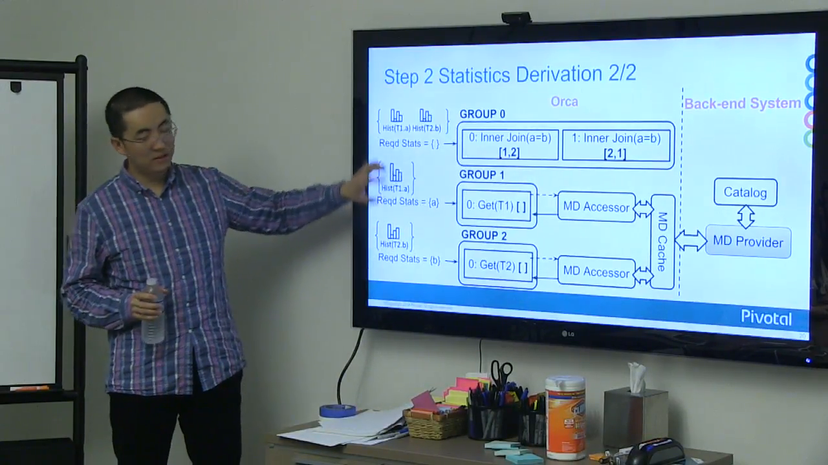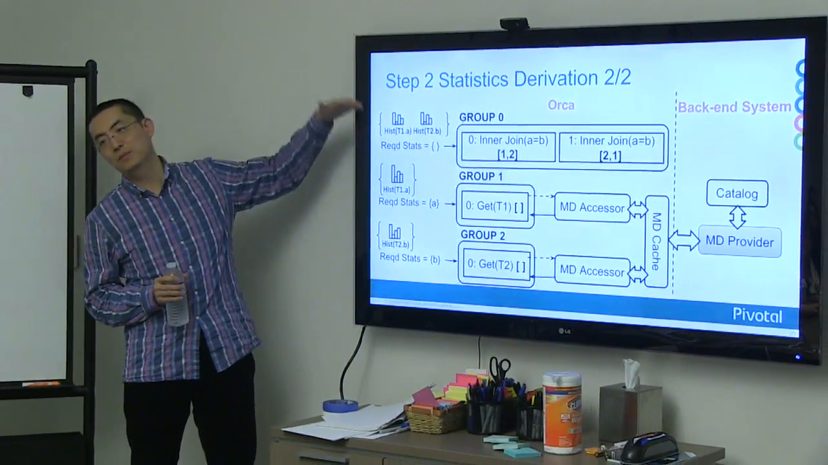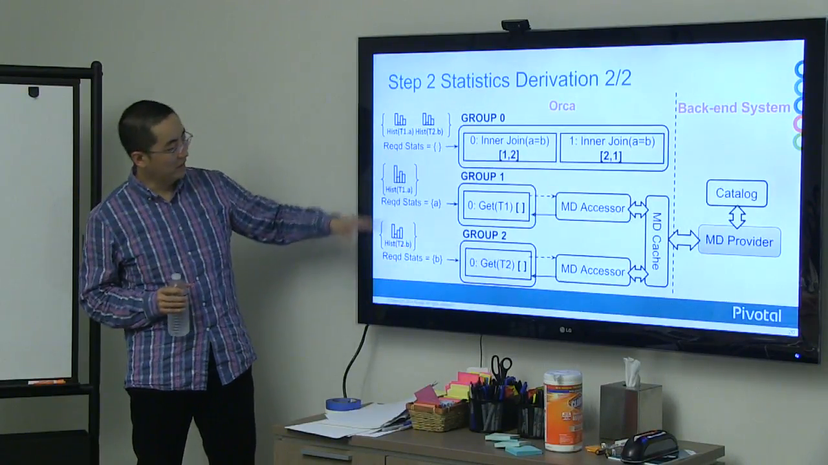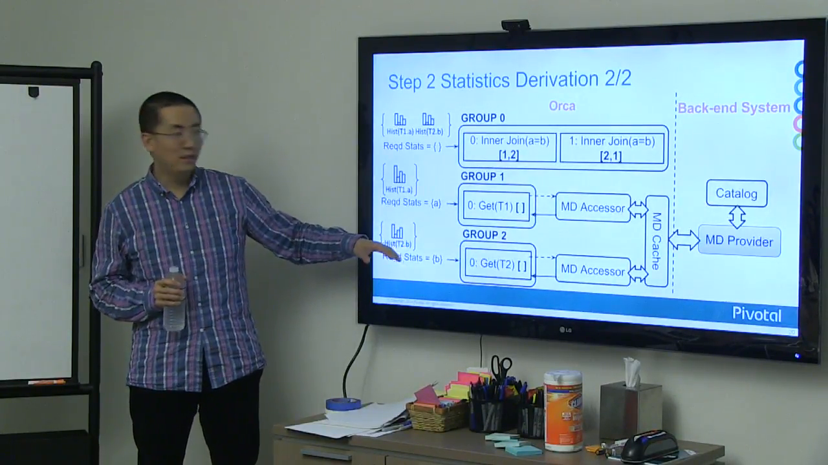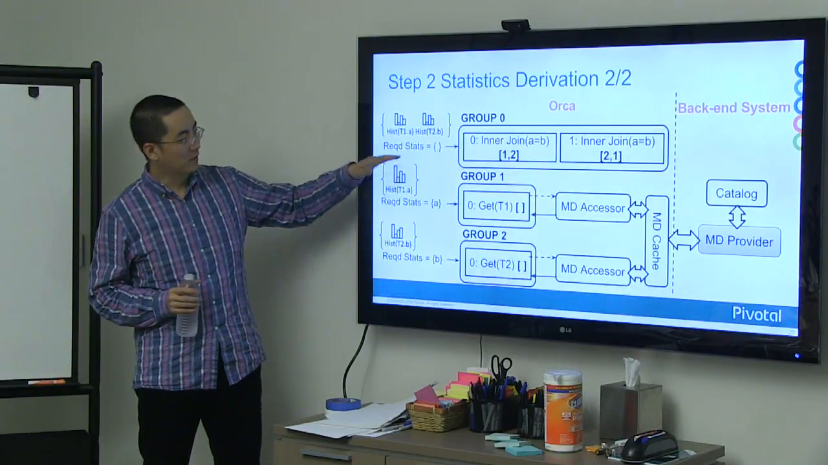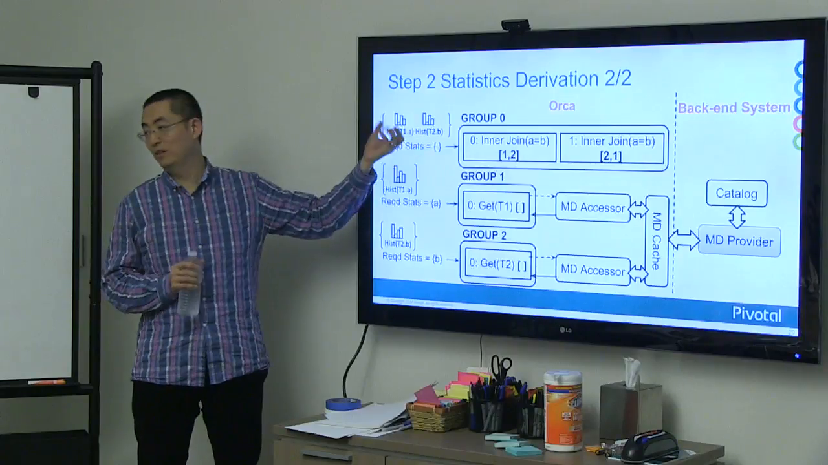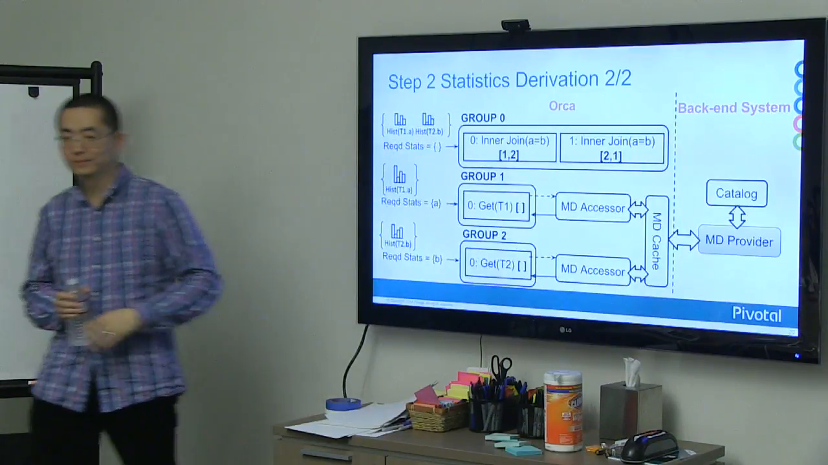Once we have the statistics information, we do a bottom-up computation. In this case, we have group 2 saying this is the distribution of my column B, and this is the distribution of my column A, and the join says this is how it looks together with the join candidate.